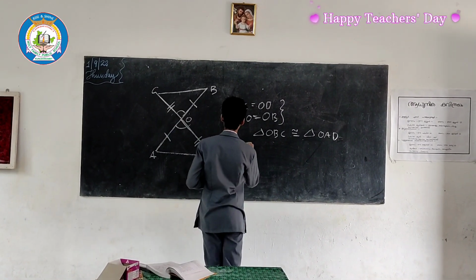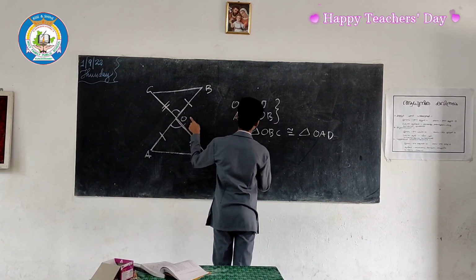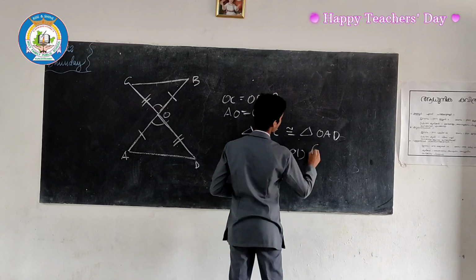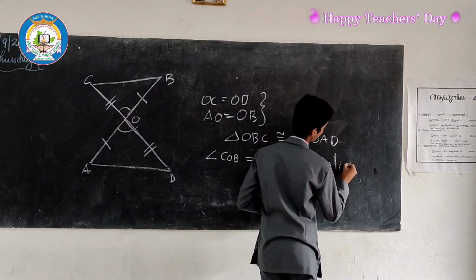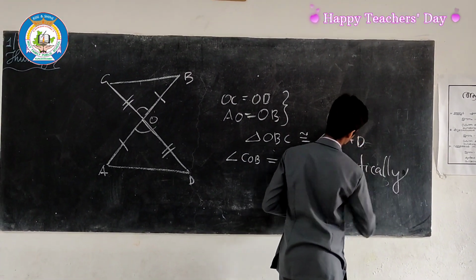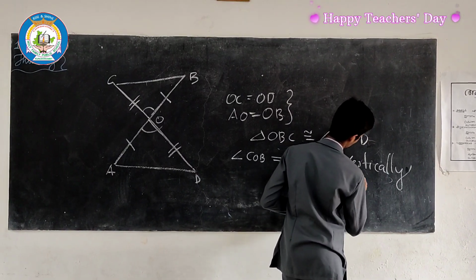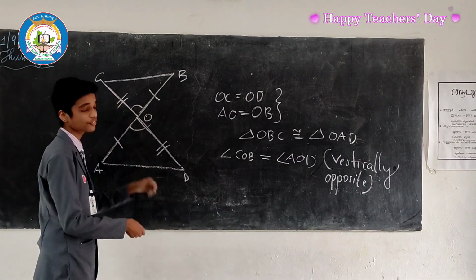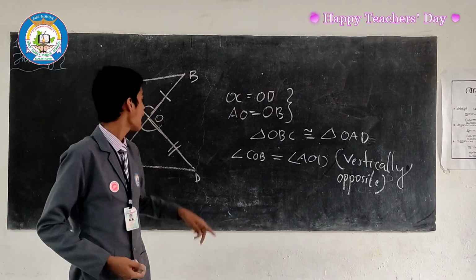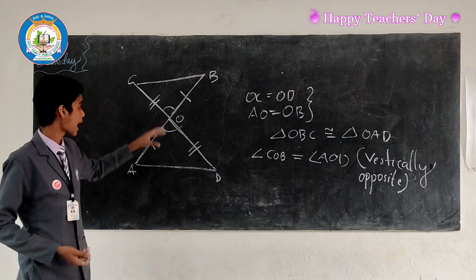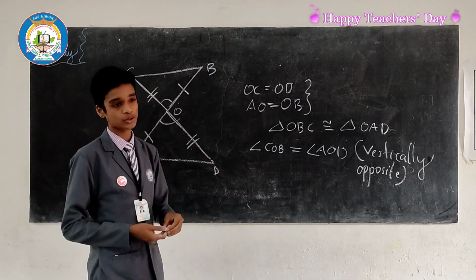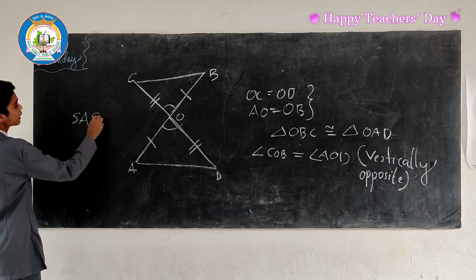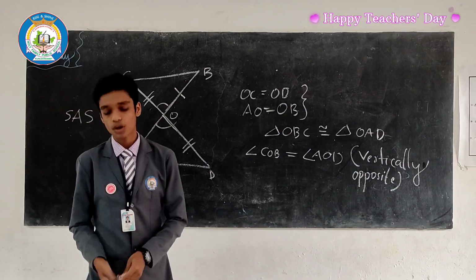So let's write this down. Angle COB is equal to angle AOD since they are vertically opposite. And now we have two pairs of corresponding sides of the triangles to be equal, and also the included angle between them to be equal. Thus, using the SAS congruence rule, we can conclude that both the triangles are congruent.